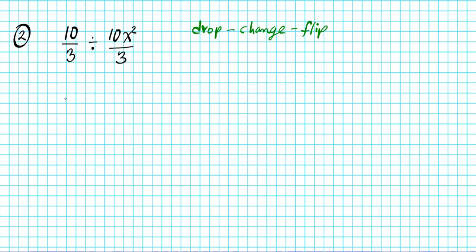You drop the first one exactly as it is. You change your operation to the inverse of division, which is multiplication, and then you flip or reciprocate this fraction. You interchange the numerator and the denominator. So that yields 3 over 10x squared. Now we have changed the division problem into a multiplication problem.